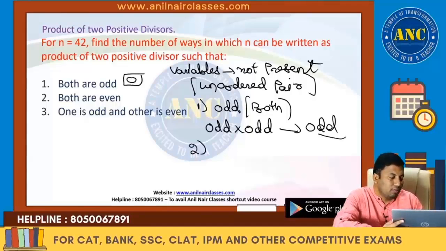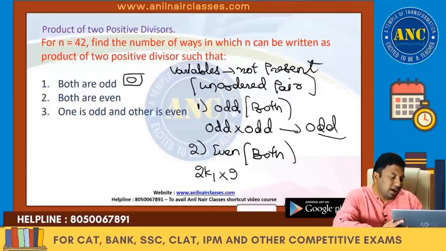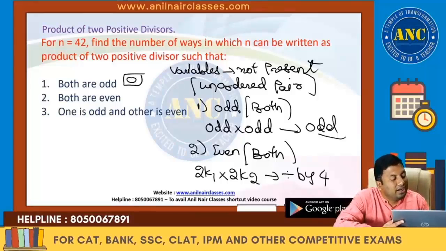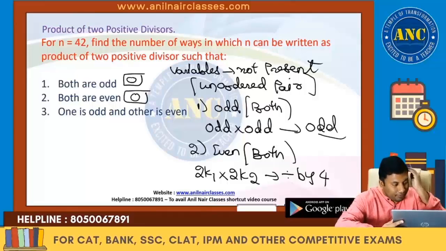Second question, both are even. Both are even means, we already discussed this. If both are even, one is 2k1, another is 2k2. The right hand side should be divisible by 4. 42 is not divisible by 4. The answer for the second question is 0.